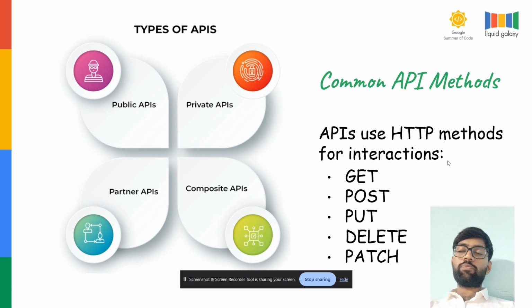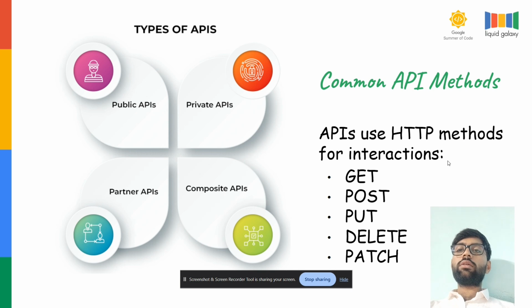What are partner APIs? Partner APIs are given by partners, like the partner APIs of PayPal and Stripe that we commonly use. These APIs give us some amount of data so we can execute our work, make the app faster, and integrate the functionality in our web or mobile application. And the other type is composite API.